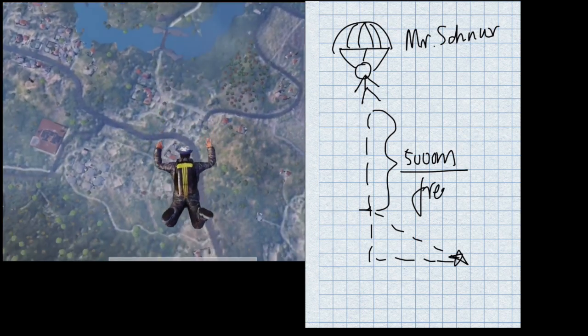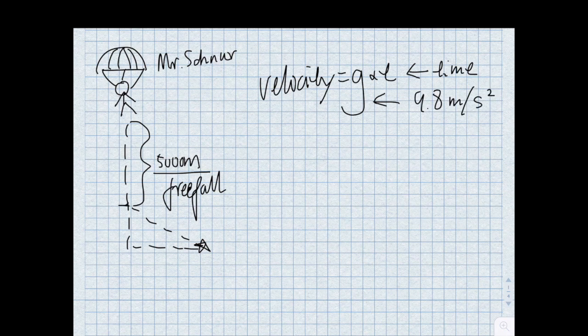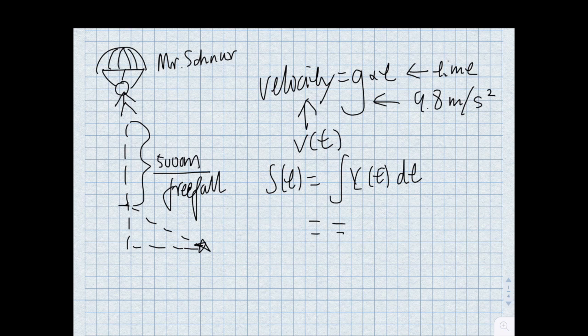Mr. Schnurr is free-falling 5,000 meters. In this case, velocity is equal to g times t, since there's no air resistance. T equals the time and g equals the acceleration constant, which is 9.8 meters per second squared. The position function, also the distance function in this particular case, is equal to the integral of the velocity function. Integrating g times t gives half g t squared plus constant c.